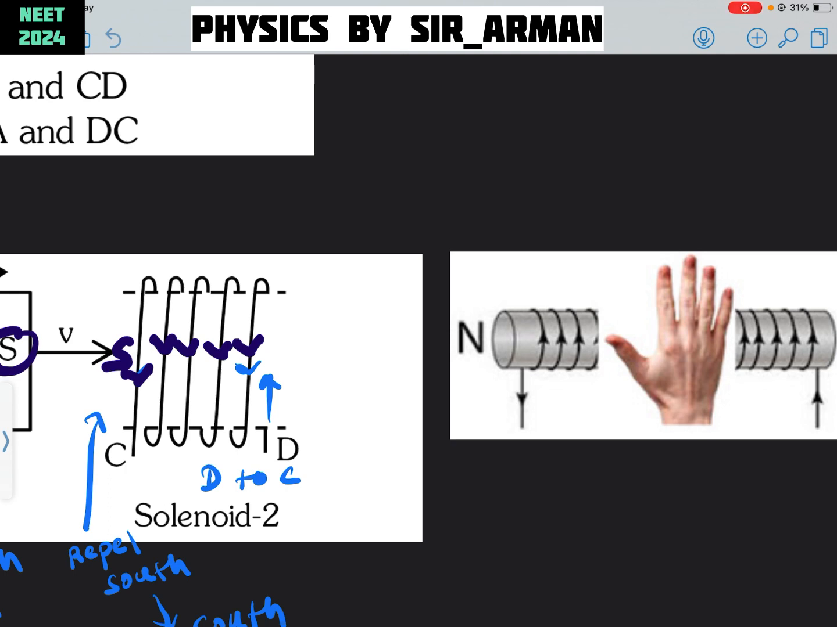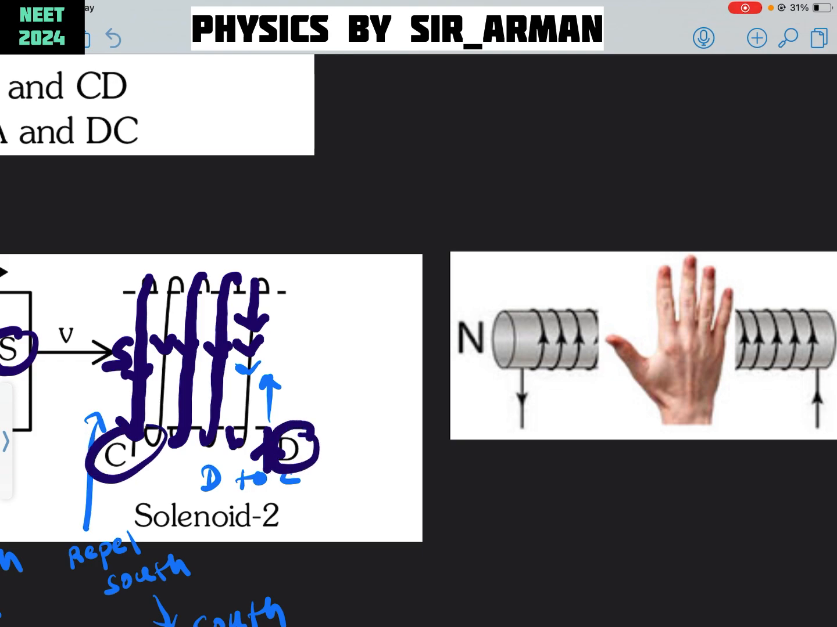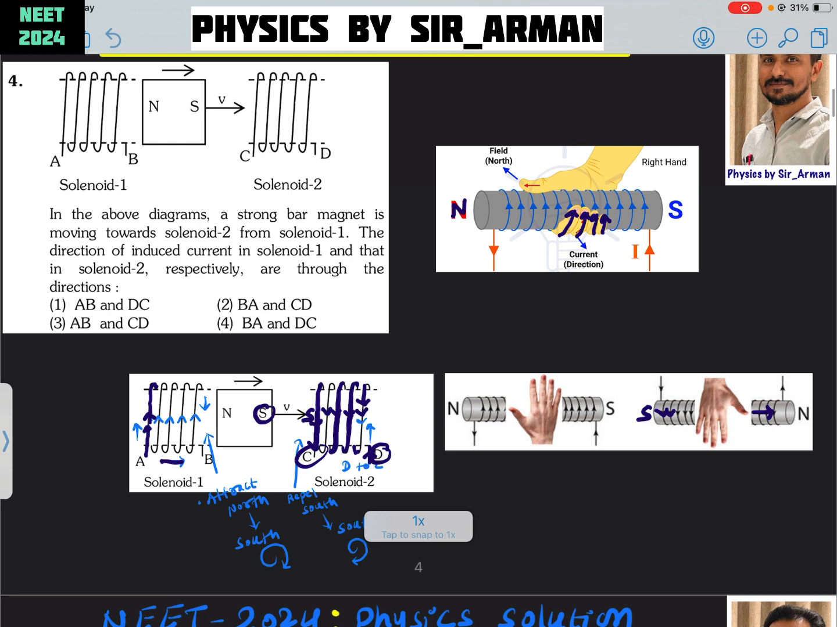In that case, the current is coming through D, going to the other side, then coming out on the front side again, going to the other side, coming on the front side, and similarly it will enter the point C. It means the direction of current is from D to C. So which option has A to B and D to C? It is A to B and D to C. So option number 1 is the correct answer.